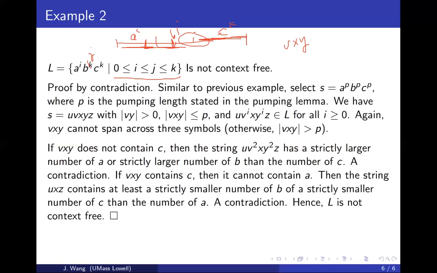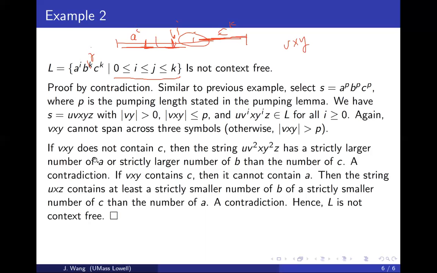So for this particular S we selected, it can be written in this form, UVXYZ, with VY not empty, the length of VXY less than or equal to P, and then you can either pump it up or pump it down, and the string is still in L. Because the length of VXY is less than or equal to P, it cannot contain three letters. It can only contain at most two.